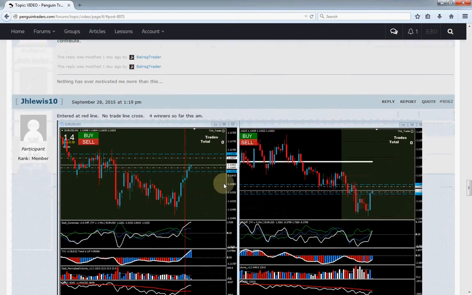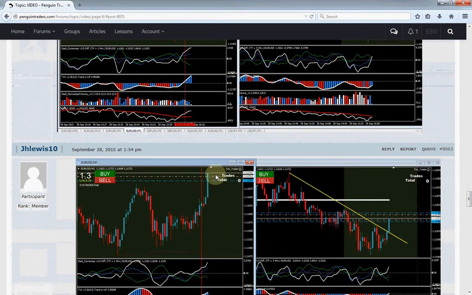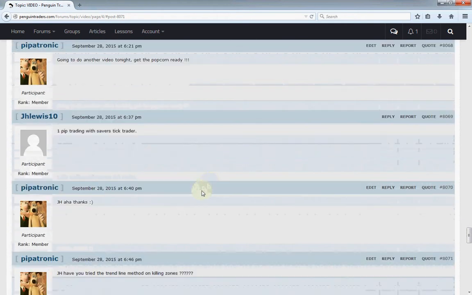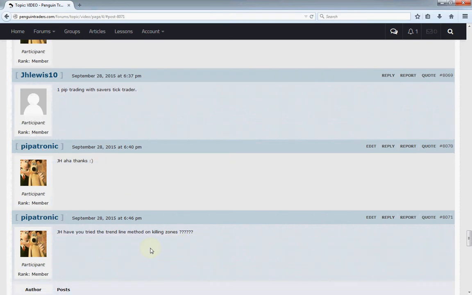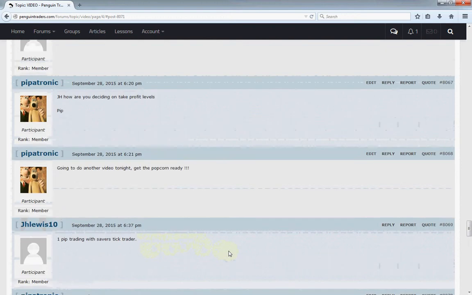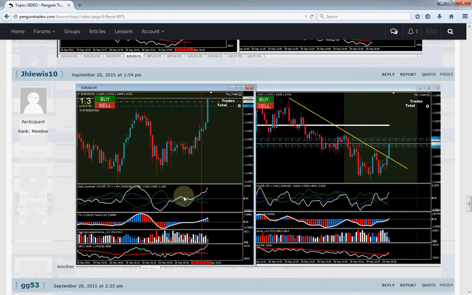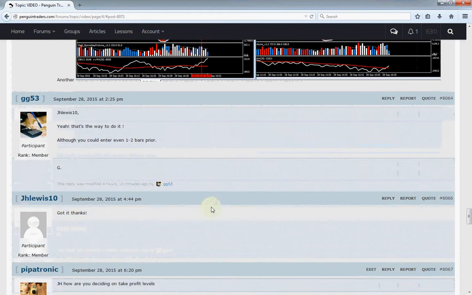JH Lewis, yep, great stuff. I just posted earlier, have you tried doing this with a horizontal killing zone? Have you tried that instead of the trend? It's obviously a very similar sort of thing.